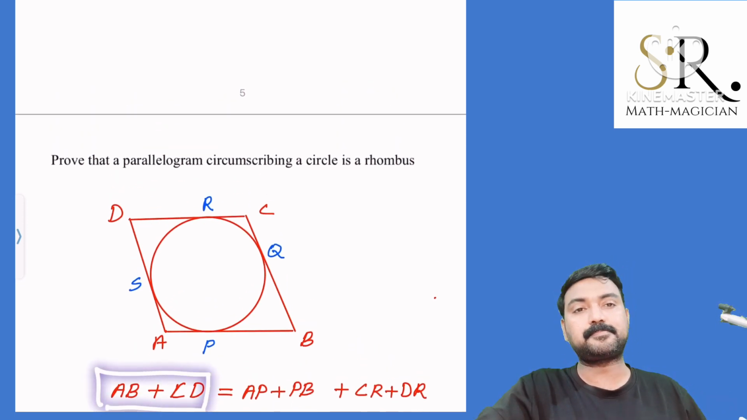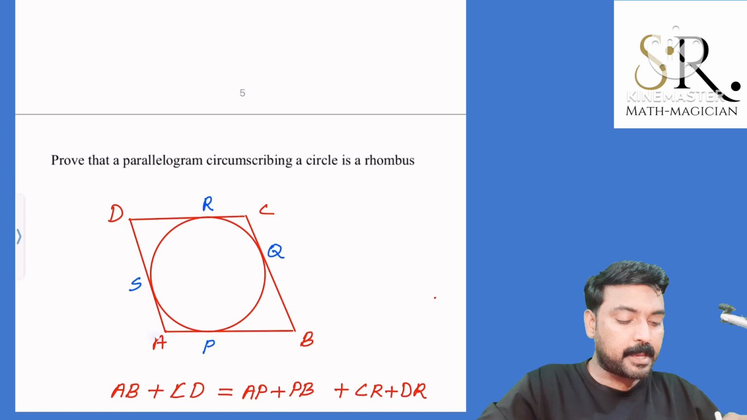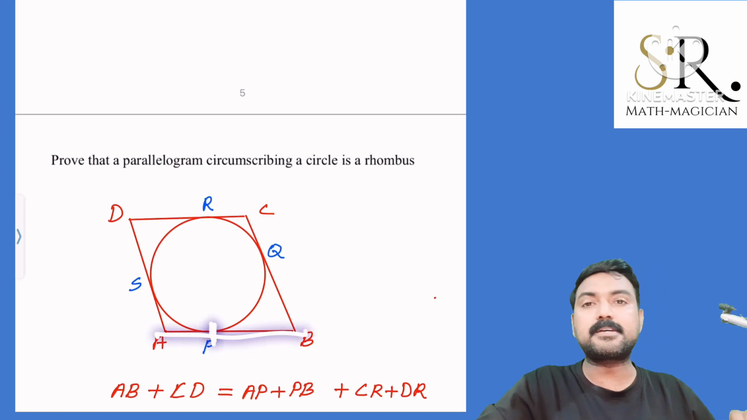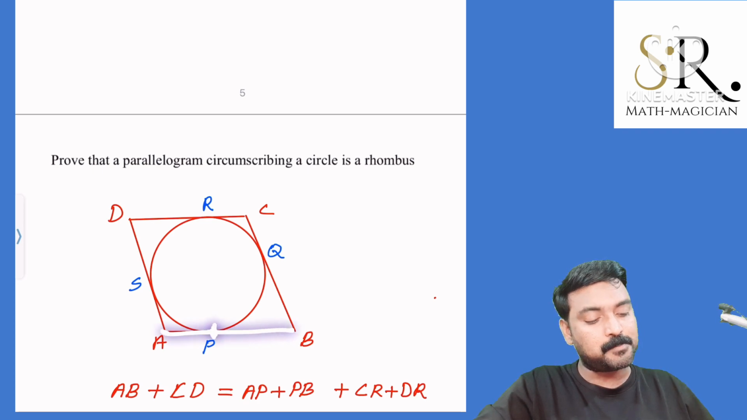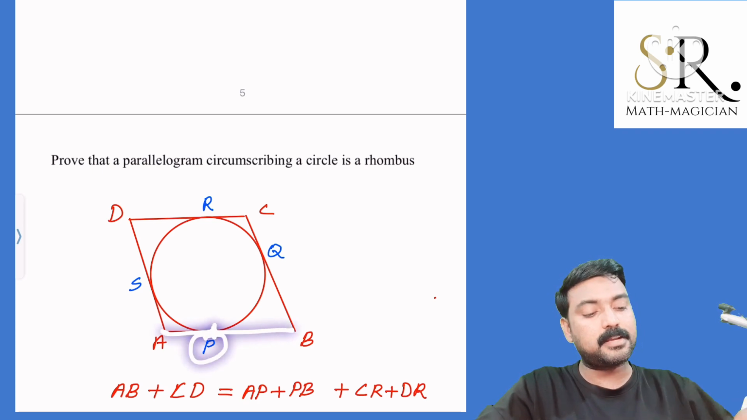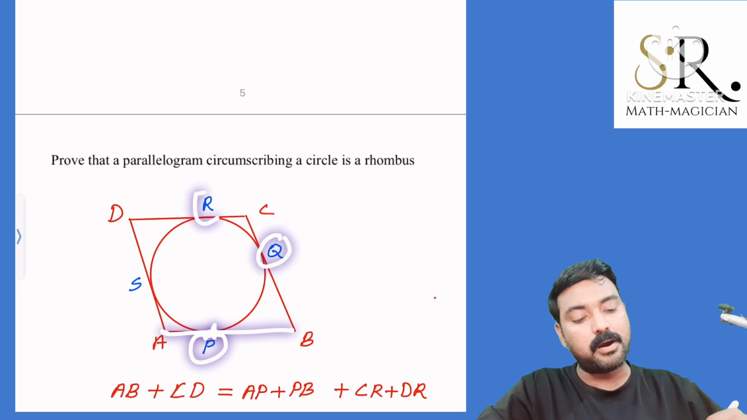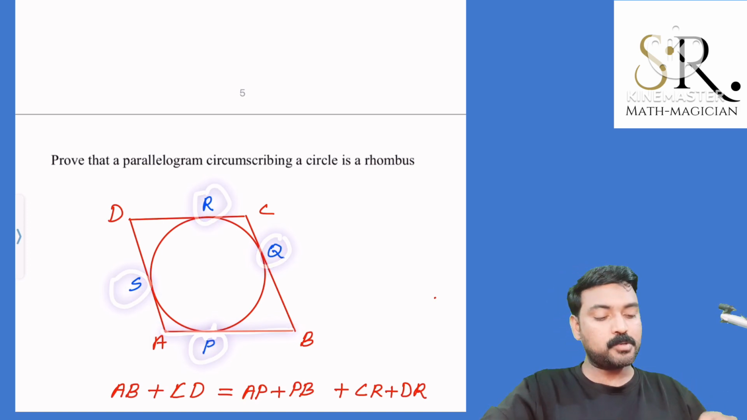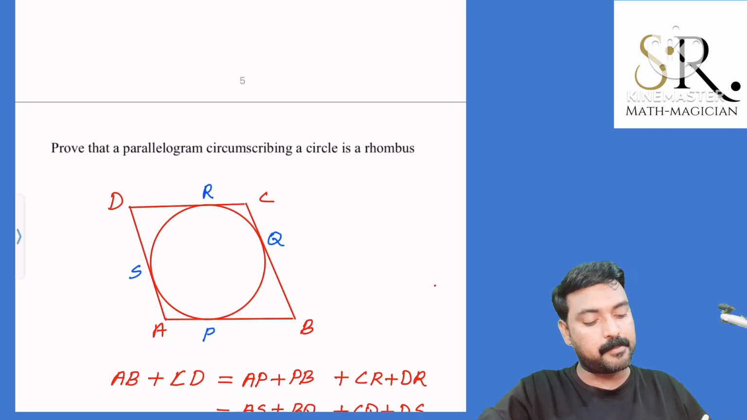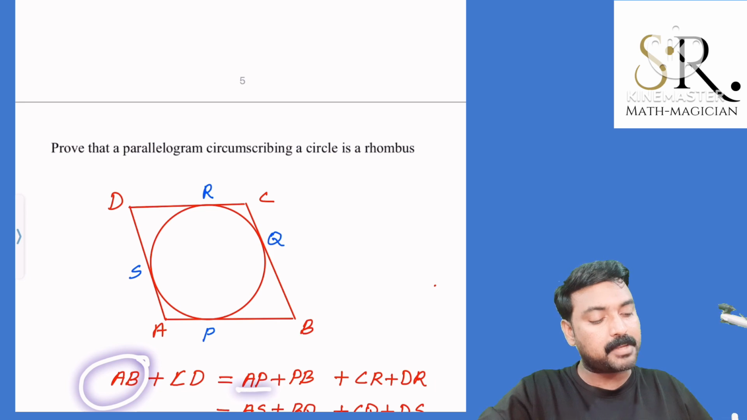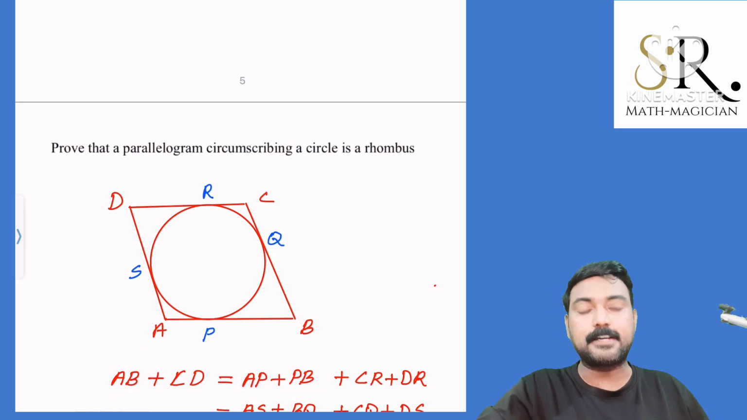AB plus CD. In between this AB, one point of contact is there. What is point of contact? The tangent touches the circle. This point we can mark as P. Similarly, here it is Q, R, S. So in between AB, one point P is there. That means AB we can split as AP plus PB. So instead of this AB, we can write AP plus PB. Is it clear? Yes.